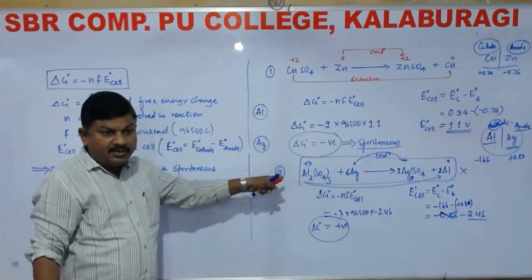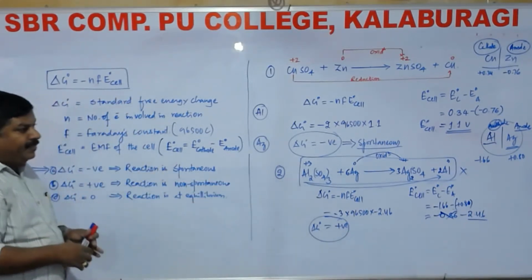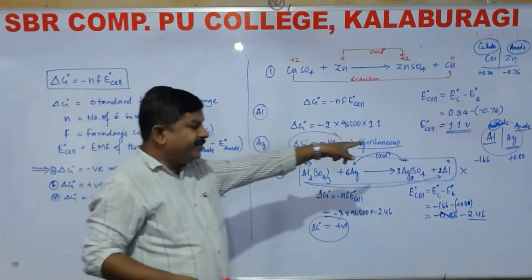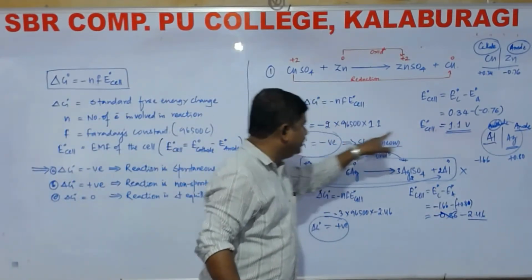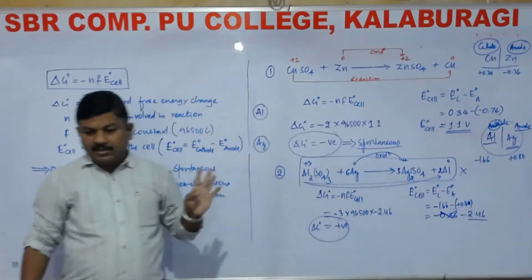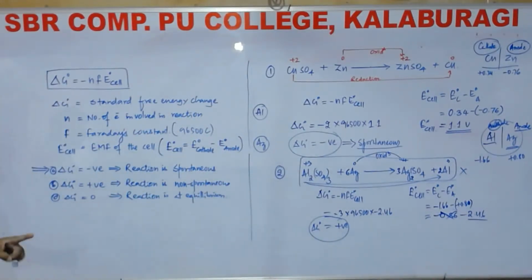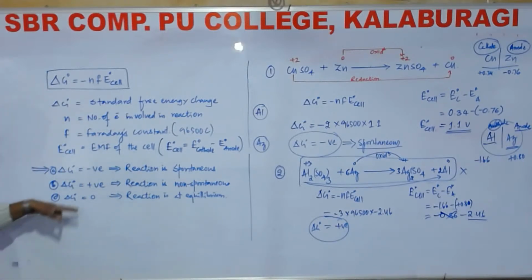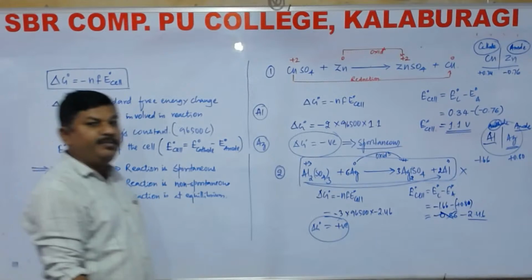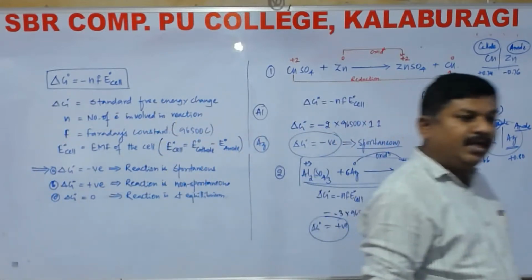Clear? Read out. Any negative value of E naught of the cell makes the reaction non-spontaneous, and a positive value of E naught of the cell makes the reaction spontaneous. Any reaction is going to be spontaneous means delta G naught must be negative. Lower the value of delta G naught, greater is the spontaneity. As the value of delta G naught increases, the reaction becomes more and more non-spontaneous, and delta G naught equal to 0 means the reaction is at equilibrium.